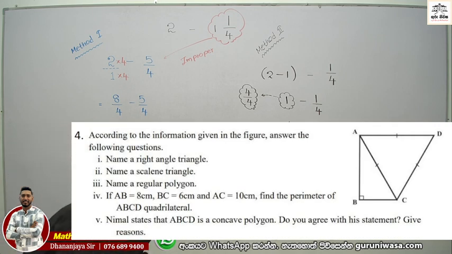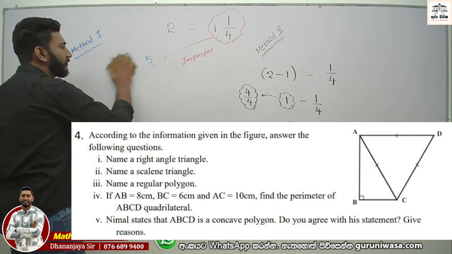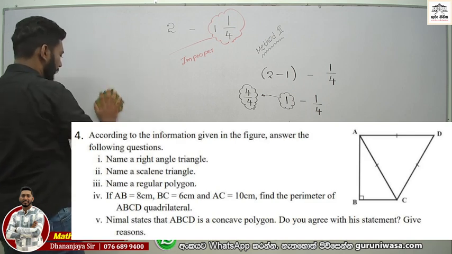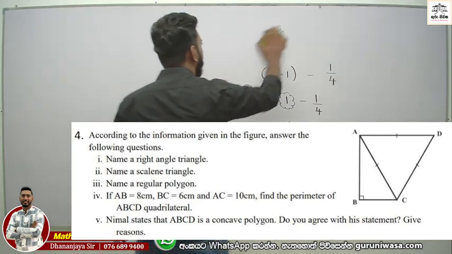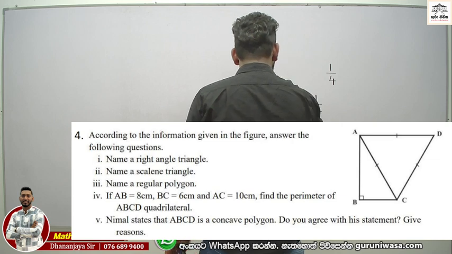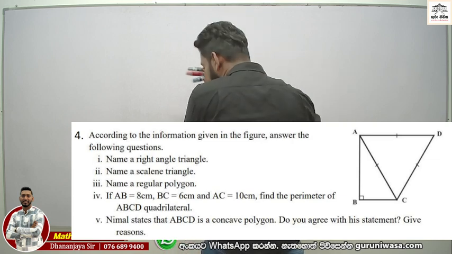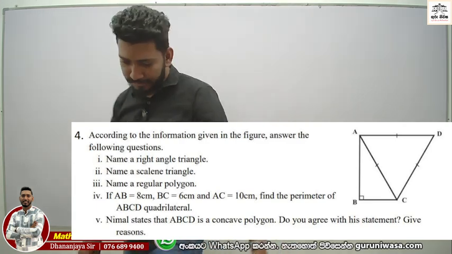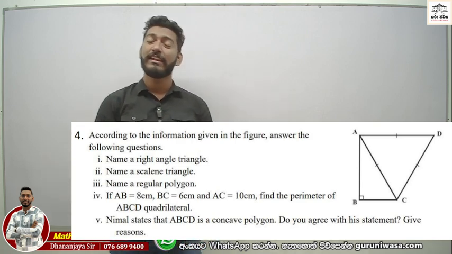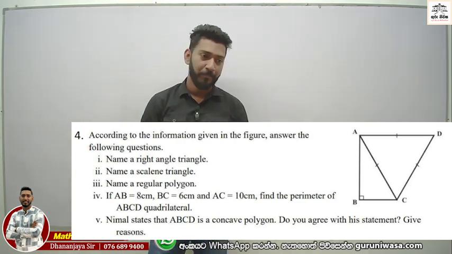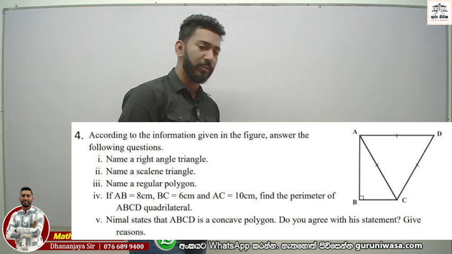Right. Now look at this question. Last week we discussed rectilinear shapes, figures, and triangles, also polygons, and the special names of regular polygons, right? Five sides pentagon, six sides hexagon, like that. Now, according to the information given in the figure, answer the following questions.